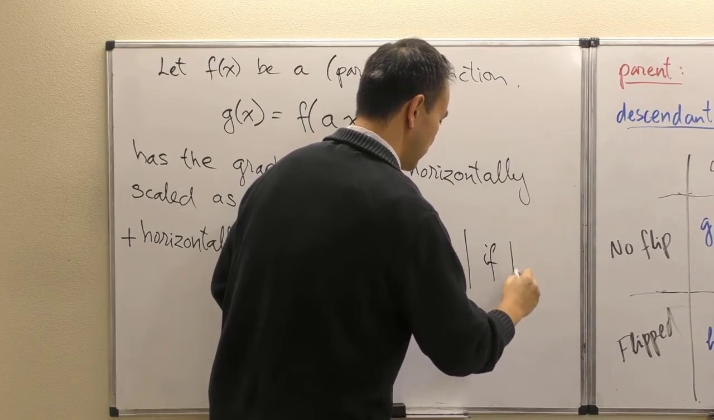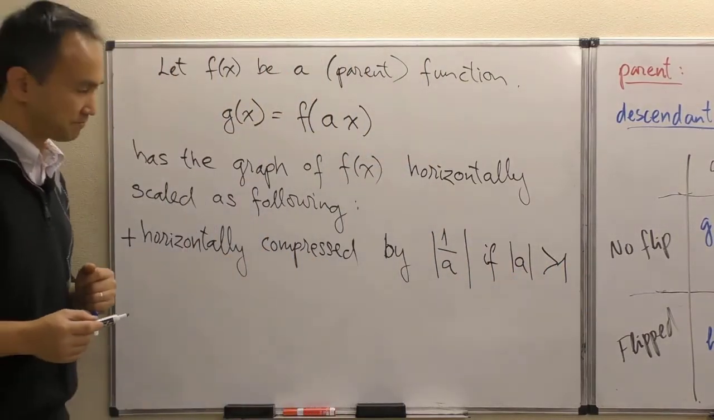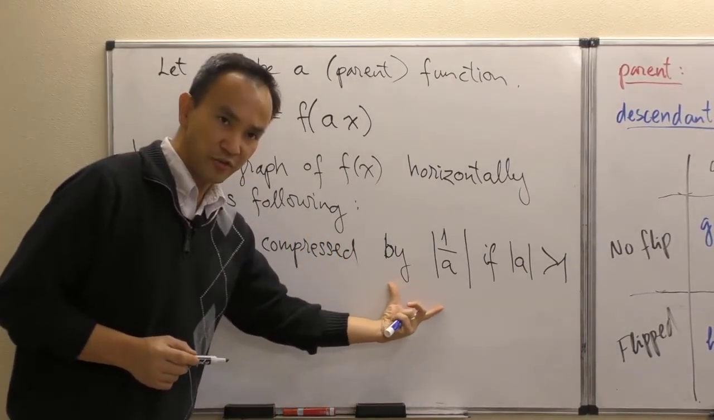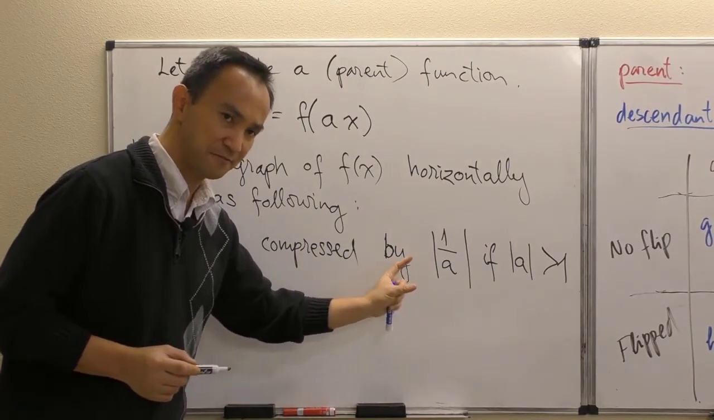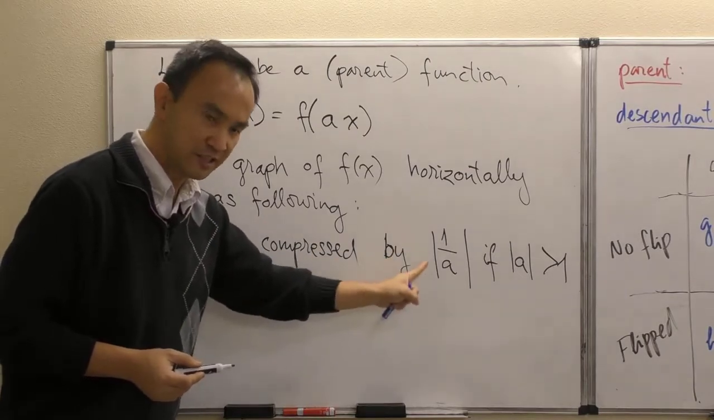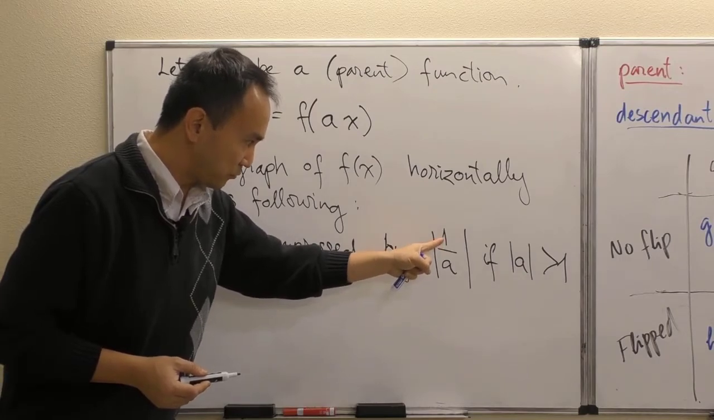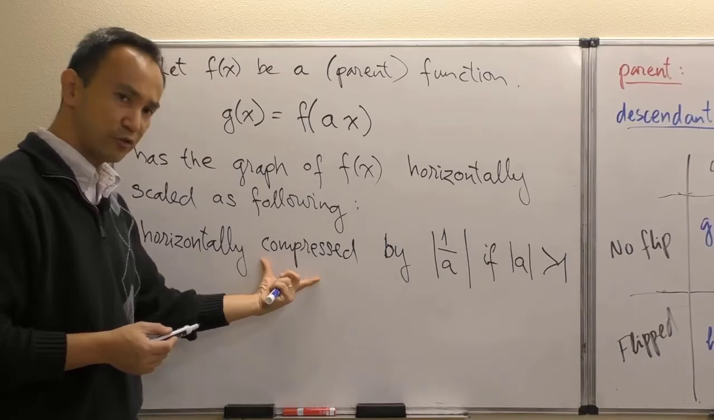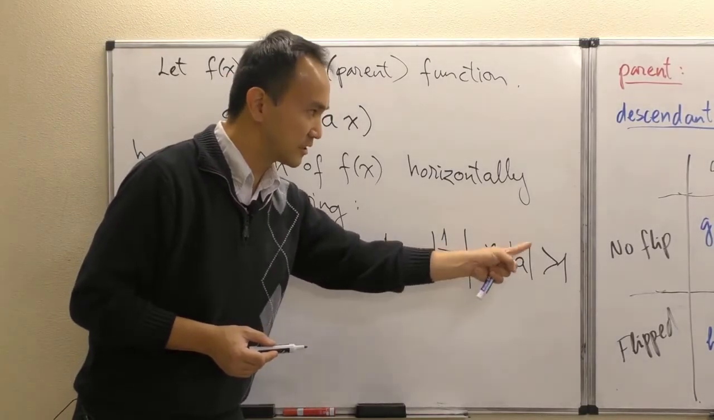if the absolute value of a is greater than 1. So I added in this extra information to be even more precise about how far it gets compressed in. It's compressed by a factor, really, this means a factor of the absolute value of 1 over a. But then it's a horizontal compression, as we have already noticed, if the absolute value of a is greater than 1.